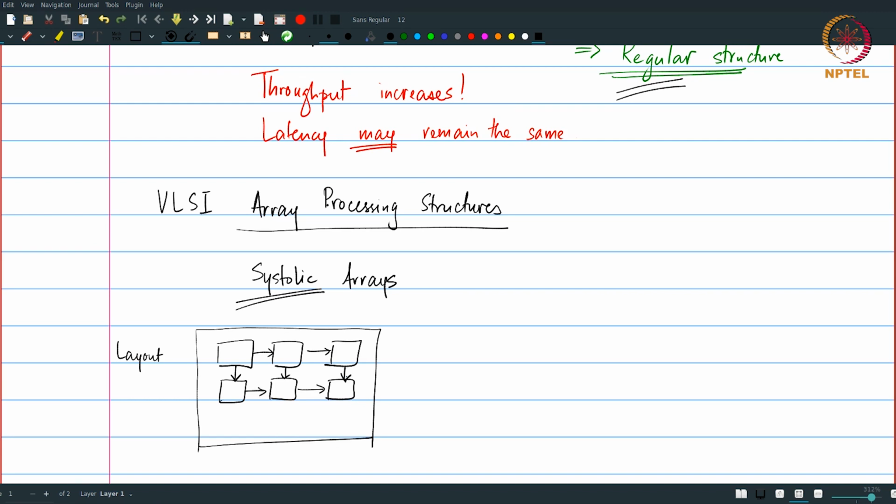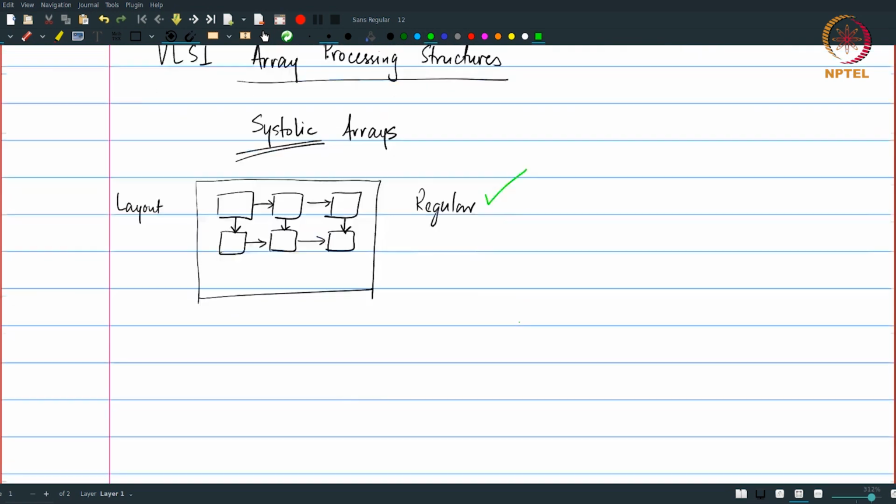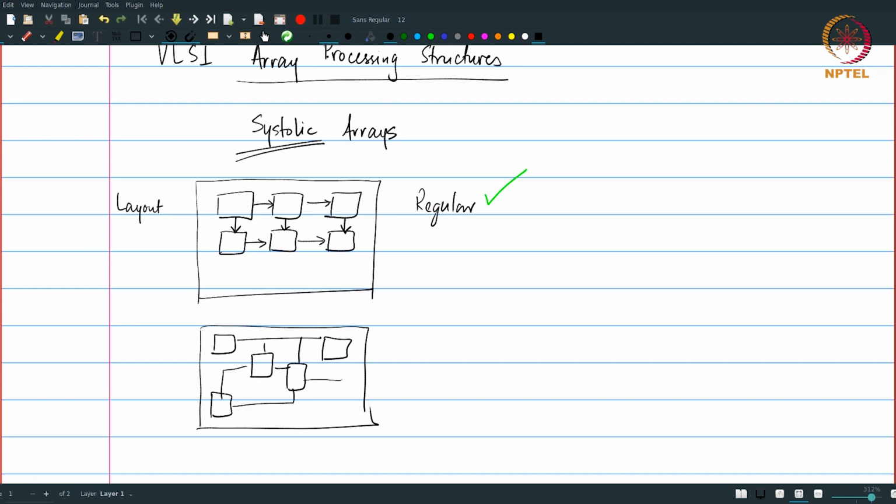If I can have something of this sort, this is a regular structure which is good, as opposed to something which has one computation unit here, another one over here, another one somewhere else in another corner, and each of them needs to be connected through different kinds of wires. This is also possible, but ends up causing problems for routing of signals.